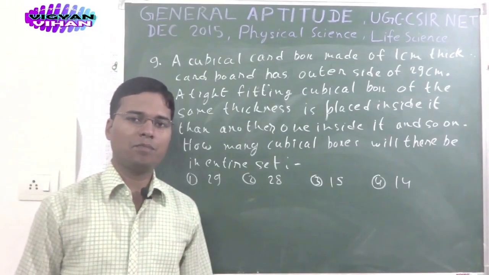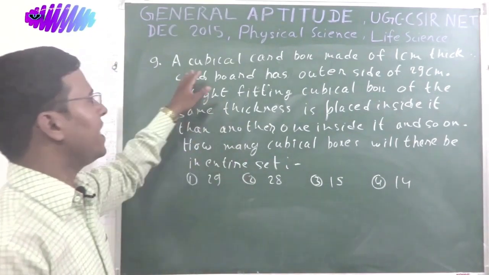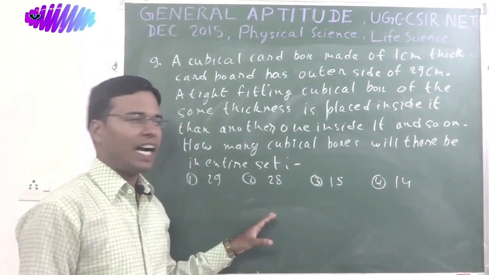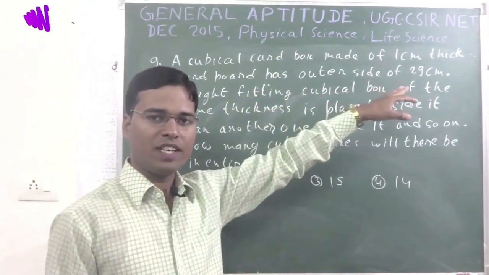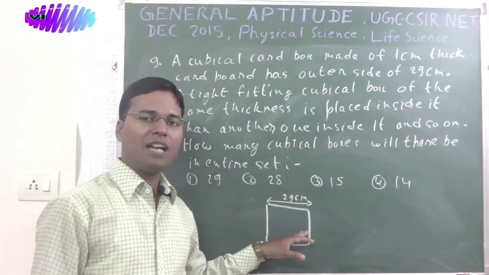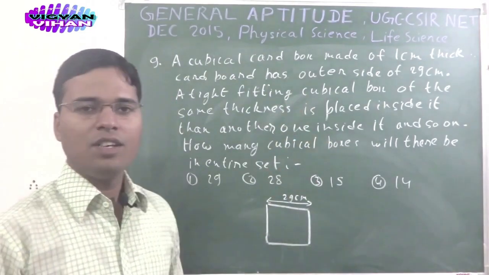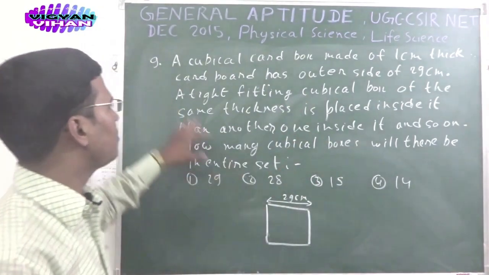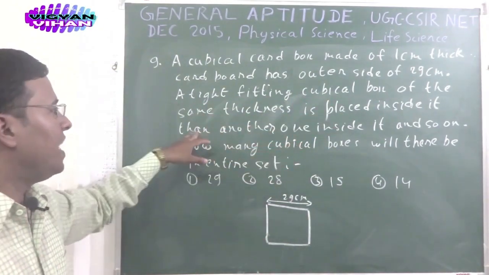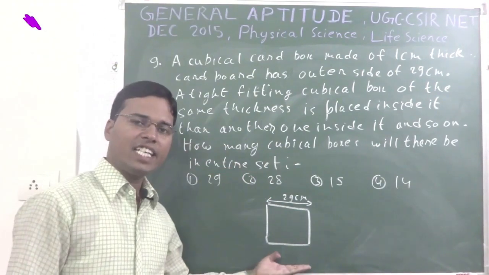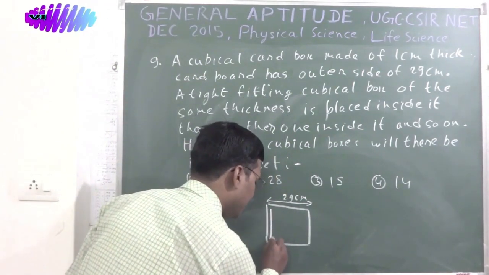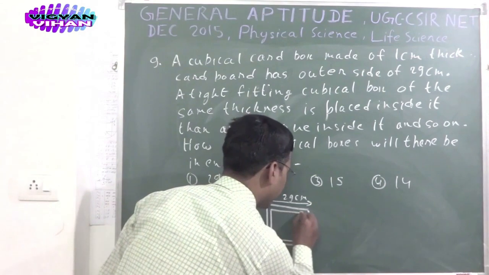Friends, here is our next problem, problem number 9. In this problem, there is a cubical cardboard box made of 1 cm thick cardboard. The box's outer side is 29 cm. The cardboard has a thickness of 1 cm. If we put a tight-fitting cubical box of the same thickness inside, then the inner space of this cubical box will be like this. On every side, it is 1 cm thick.